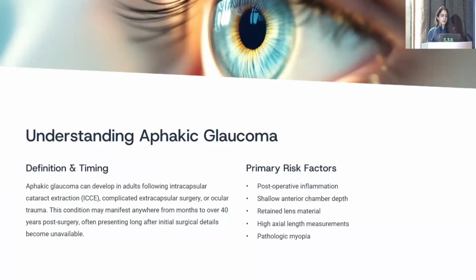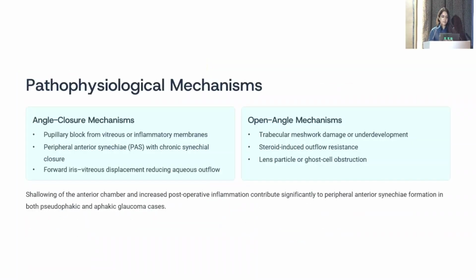Understanding aphakic glaucoma. Aphakic glaucoma in adults can develop following intracapsular cataract extraction, complicated extracapsular surgery, or ocular trauma. This condition may manifest anywhere from months to over 40 years post-surgery, often presenting long after initial surgical details become unavailable. Primary risk factors include post-op inflammation, shallow anterior chamber depth, retained lens matter, high axial length measurements, pathological myopia. It can be angle closure or open angle.